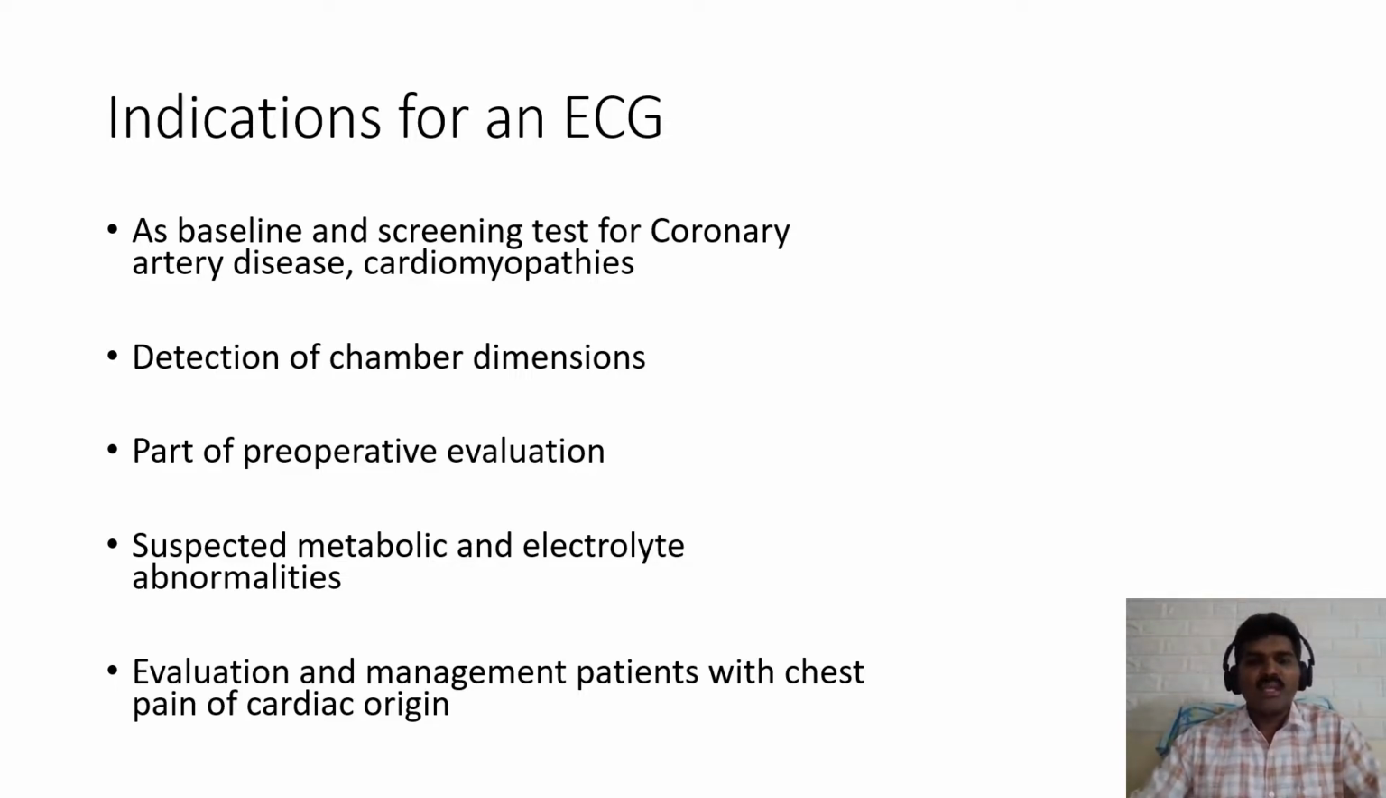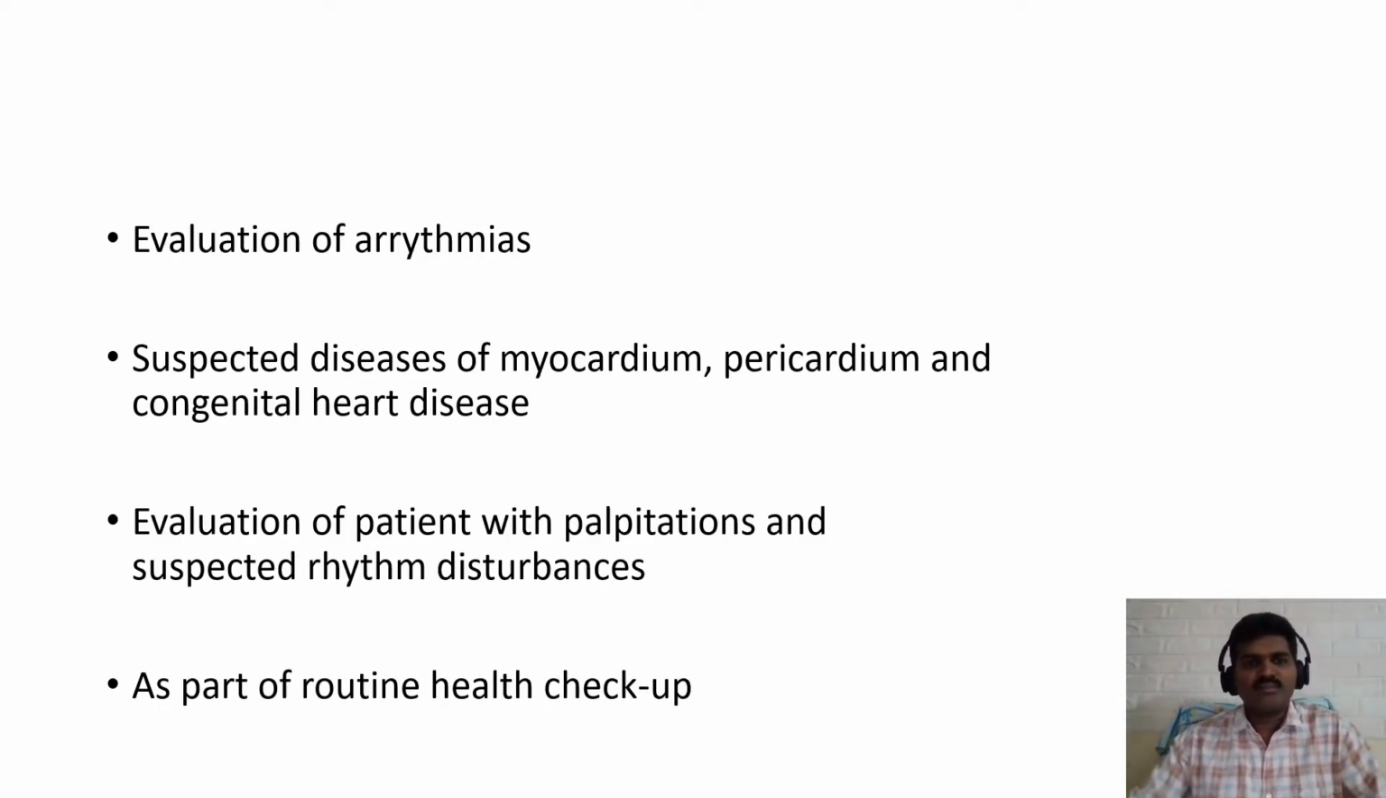Evaluation and management of patients with chest pain of cardiac origin is one of the most important indications for obtaining an ECG within 10 minutes of patient presentation to the emergency department. Basically, it can be used for evaluation of arrhythmias. Usually, whenever you suspect arrhythmias, you connect to a cardiac monitor rather than obtaining a 12-lead ECG. But if the patient is stable and you want to completely evaluate the arrhythmia, you can obtain a 12-lead ECG.